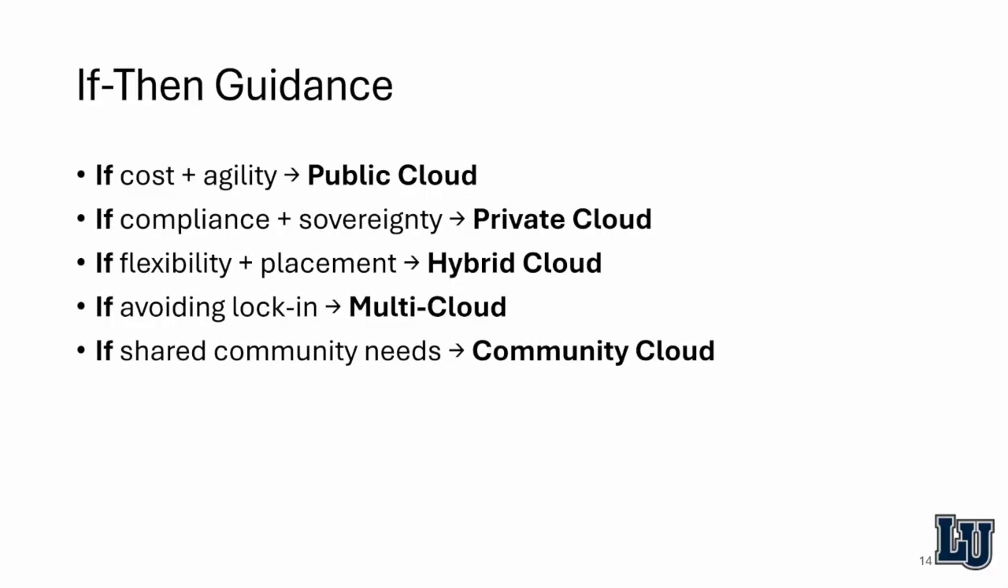To recap in practical terms: if cost and agility are your top priorities, the answer is public cloud. If compliance, sovereignty, and security are your top priorities, then go for private cloud. If flexibility and workload placement matter most, then hybrid cloud is your answer. If vendor lock-in is a concern or you need best of breed, multi cloud. If organizations with shared needs want to pool resources, we have community cloud. Notice that it's not about which model is best overall, it's about which model is best for your situation.